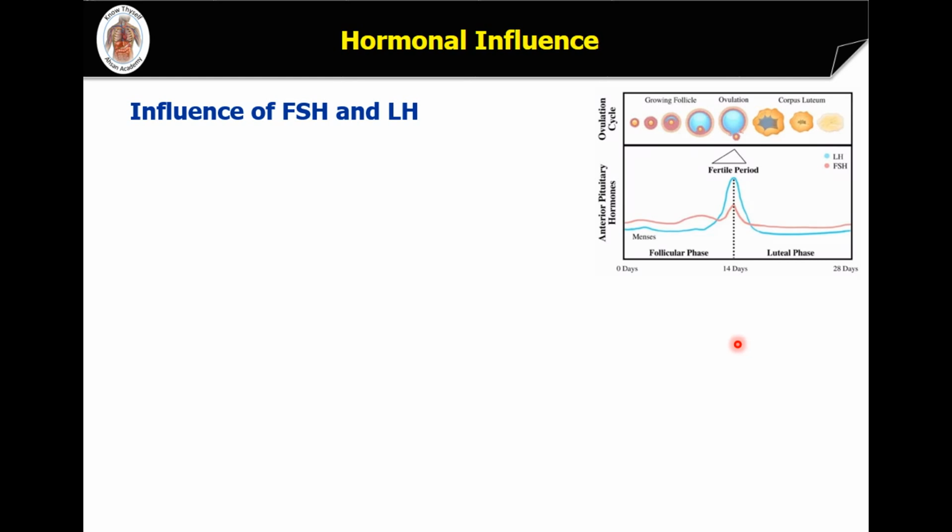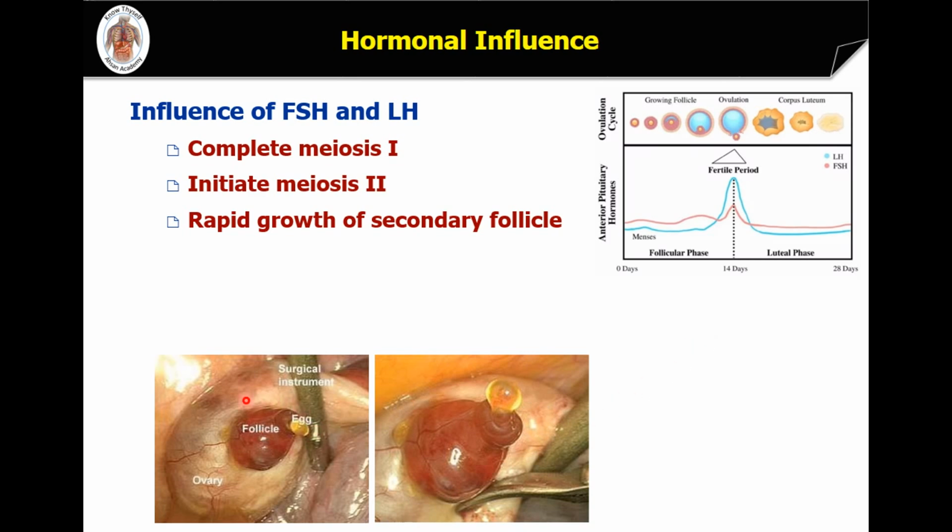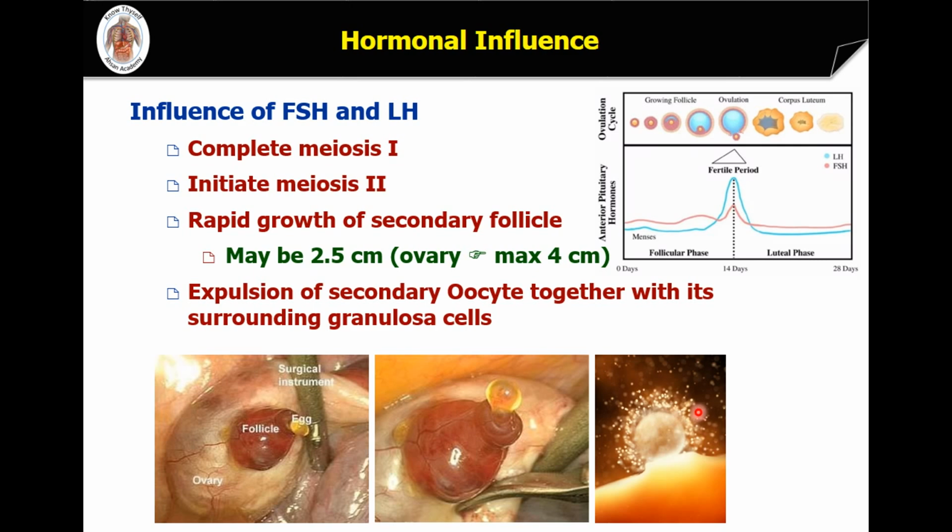Let us find the influence of these two hormones, follicle stimulating hormone and luteinizing hormone. These two hormones help in completing the meiotic division and initiating meiosis II. The rapid growth of the ovarian follicle is under the influence of these hormones, and this makes the secondary follicle and then gradually the antral and mature follicle, which may even be 40 millimeters, meaning 4 centimeters in size, and you see this even bulges out of the ovarian wall and may be equal to the size of the ovary, and this is the ovulation.